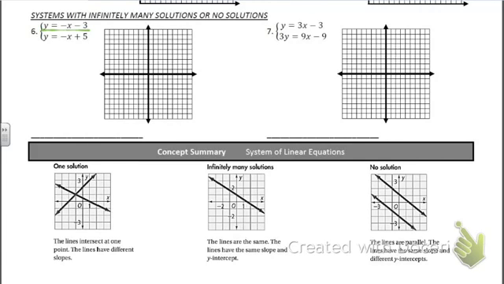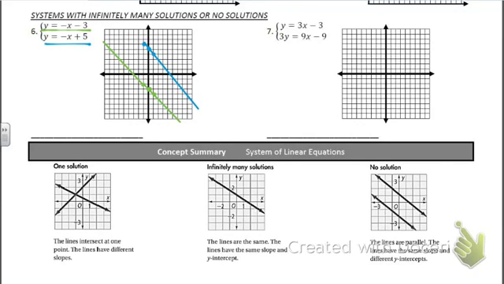Y equals negative x minus 3. My y-intercept is at negative 3. And my slope is negative 1. So I'm going to go down 1, right 1, or up 1, left 1. Okay, and then my other line is at negative x plus 5. So I'm going to go up 1, 2, 3, 4, 5. And then same thing. Down 1, left 1, up 1, down 1, right 1, up 1, left 1.